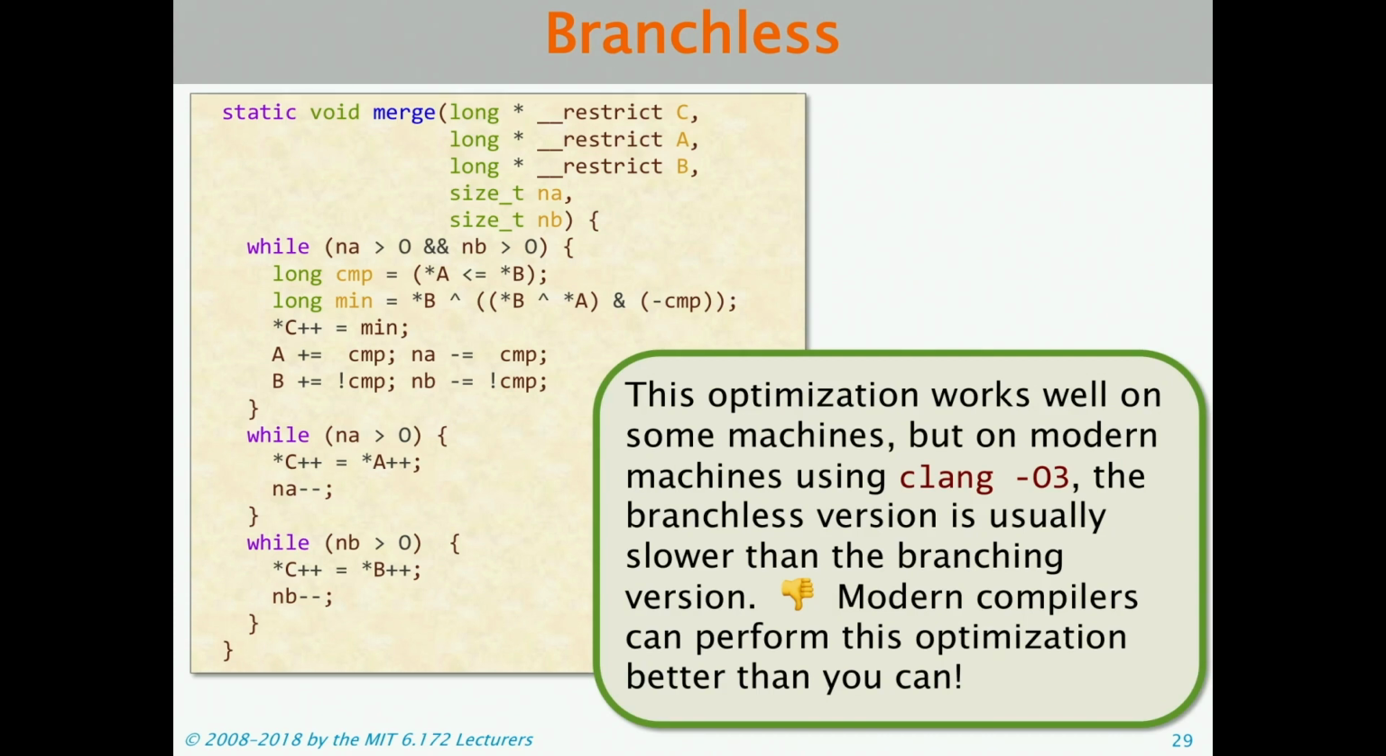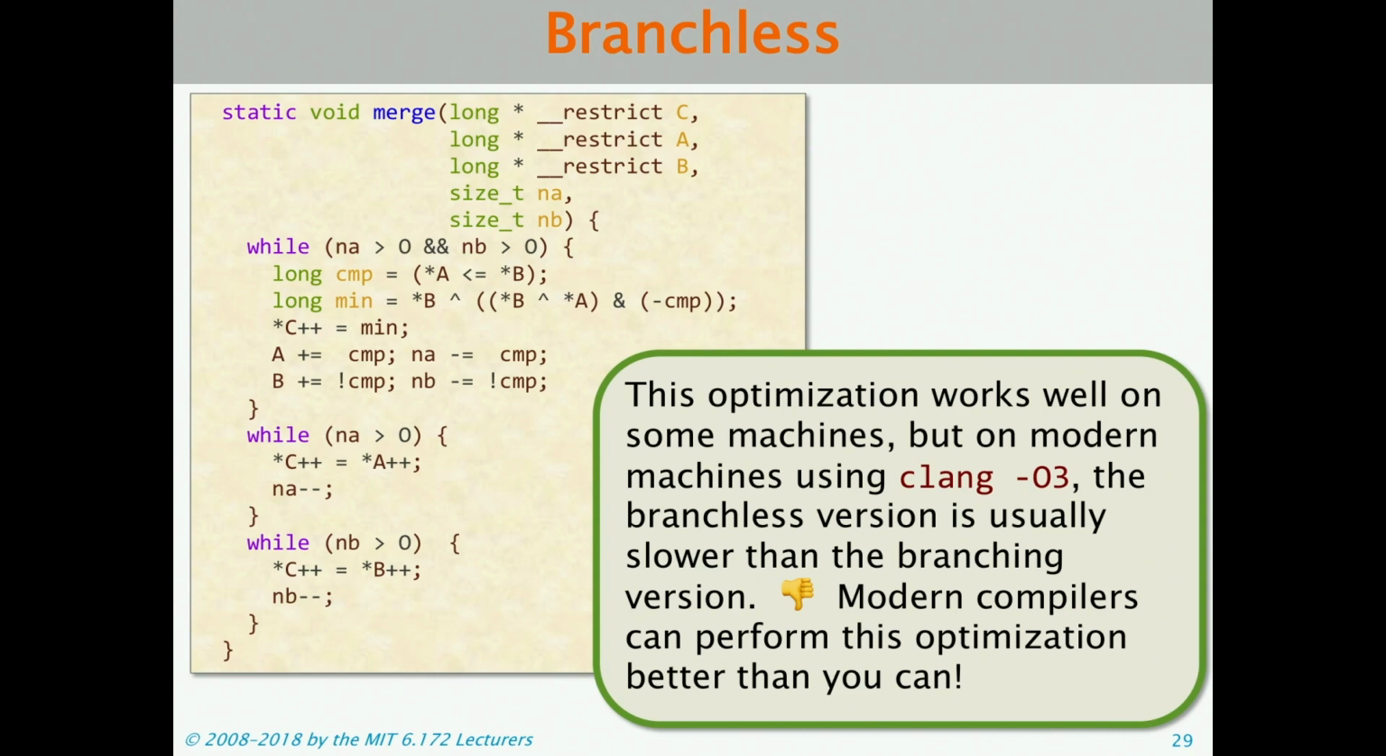One thing about this optimization is that it works well on certain machines. However, on modern machines, using a good compiler like Clang with the -O3 flag, the branchless version is usually going to be slower than the branching version, because the compiler is actually smart enough to get rid of the branch inside the original version of minimum. There's this instruction called cmove, or conditional move, which is basically a branchless instruction for doing a comparison. We'll learn more about that next week. So this trick usually doesn't really work. There might be some machines and some compilers where it works, but most of the time the compiler is better at optimizing this code than you are.